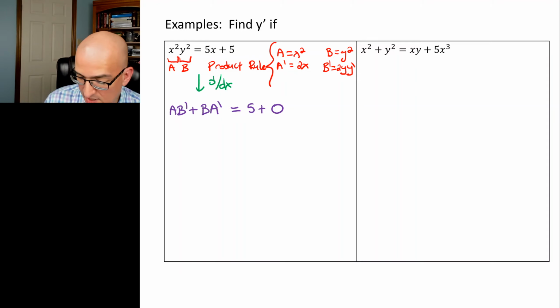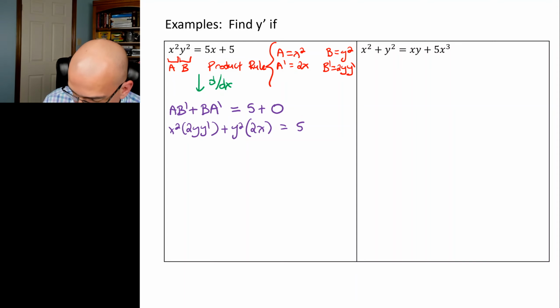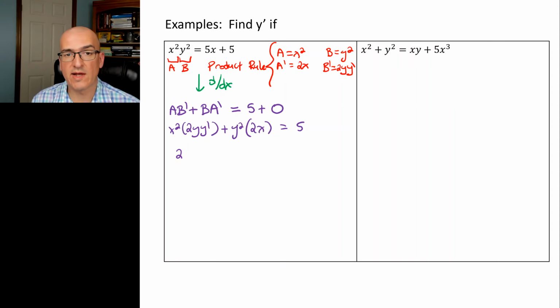Now I'm going to plug in the a prime, b, and b prime. So x squared times b prime, 2y y prime, plus b, y squared times a prime, 2x, equals 5. So I'm going to rewrite this in standard form. For functions, standard form means constants go in front, x terms go next, and then y terms go after that, and if we had z terms, they would go after the y terms.